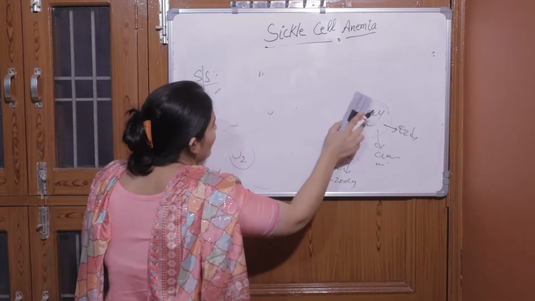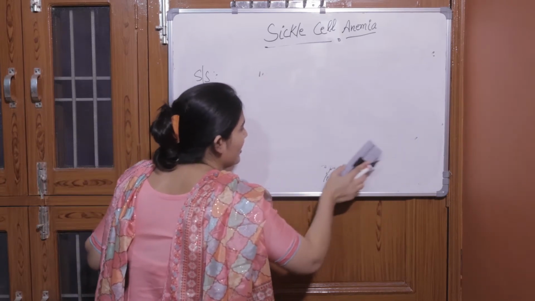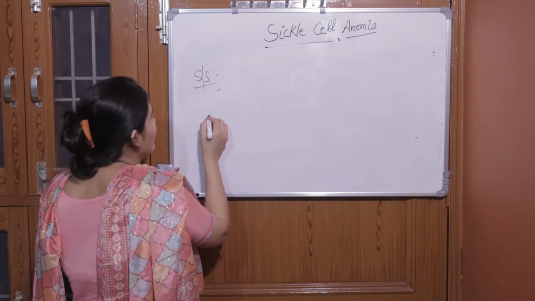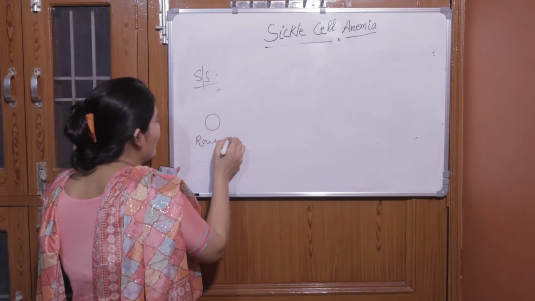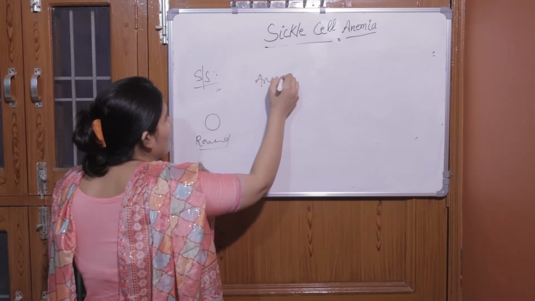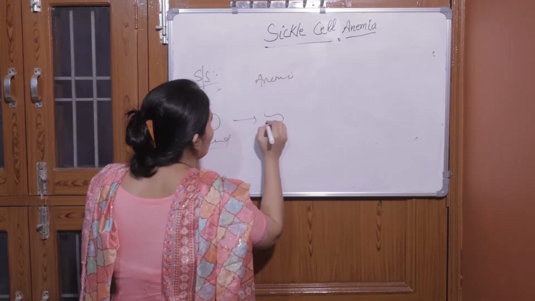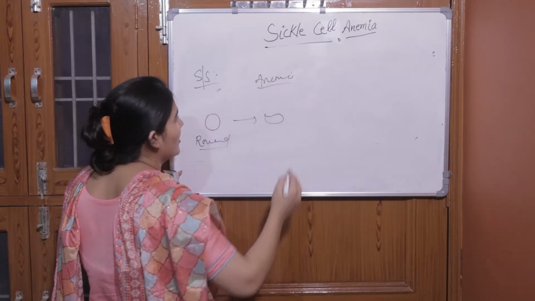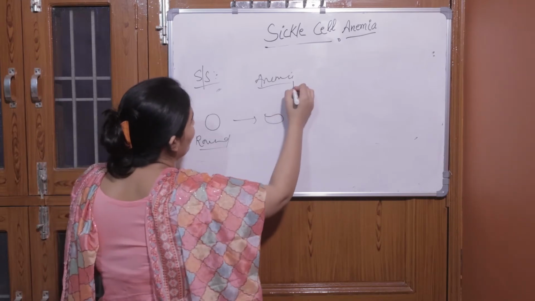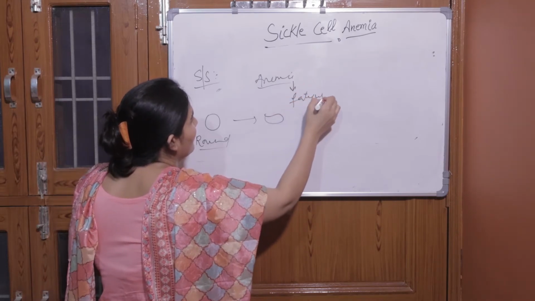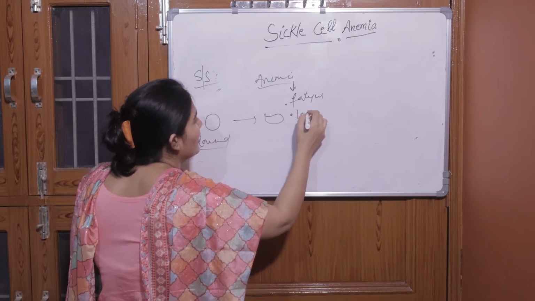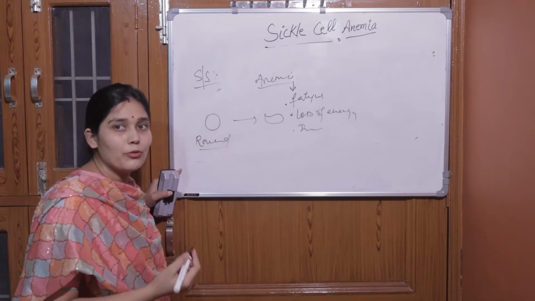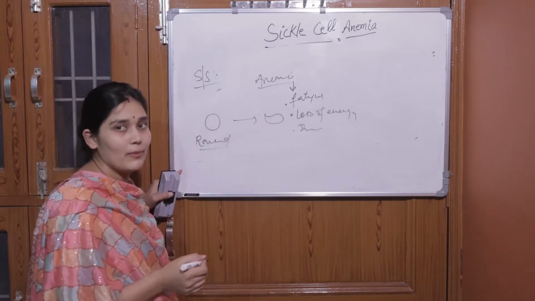In signs and symptoms, the first thing is that the person will have anemia. Why is the anemia there? Because the shape is changed. Earlier the shape was round; normal RBCs are round in shape. Now the shape is changed to moon shape, so the capacity to carry oxygen is decreased and the person will have anemia. The signs and symptoms of anemia include fatigue, loss of energy, inability to walk and inability to do work.